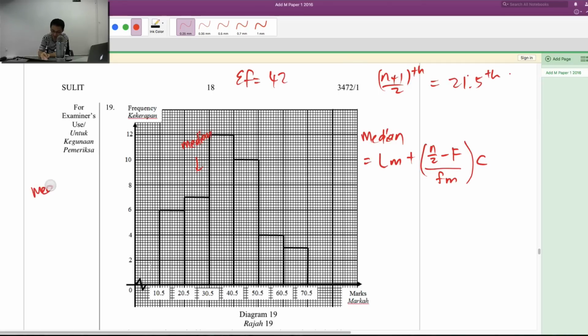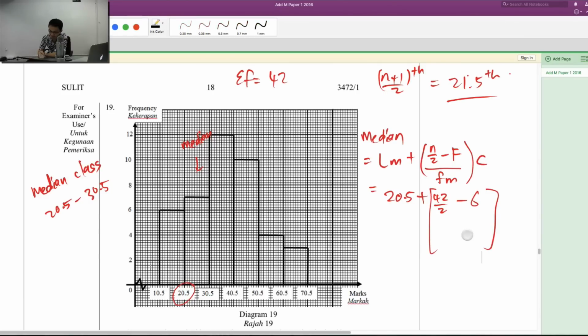Or I can say the median class is between 20.5 to 30.5, because we get 21.5. So now you know the median class, you need to take the lower boundary of the median class, which is 20.5. So I take 20.5 plus n over 2, which is 42 over 2, minus the cumulative frequency before the median class. So this is the median class. Before the median class, you only have 6. So you just minus 6.